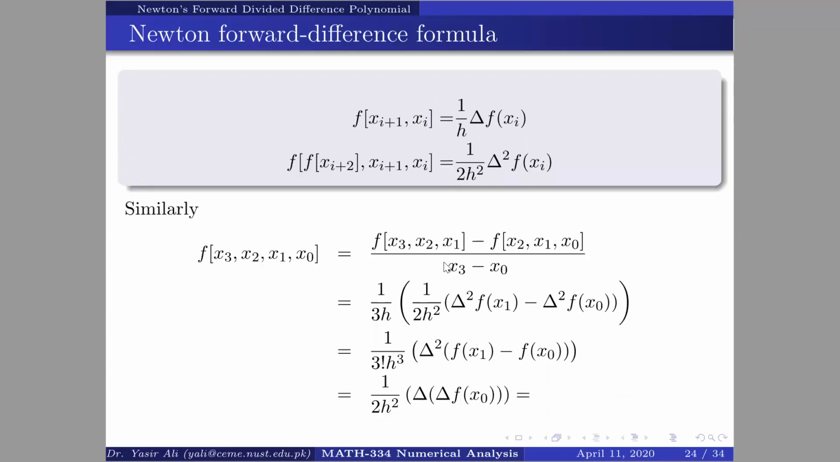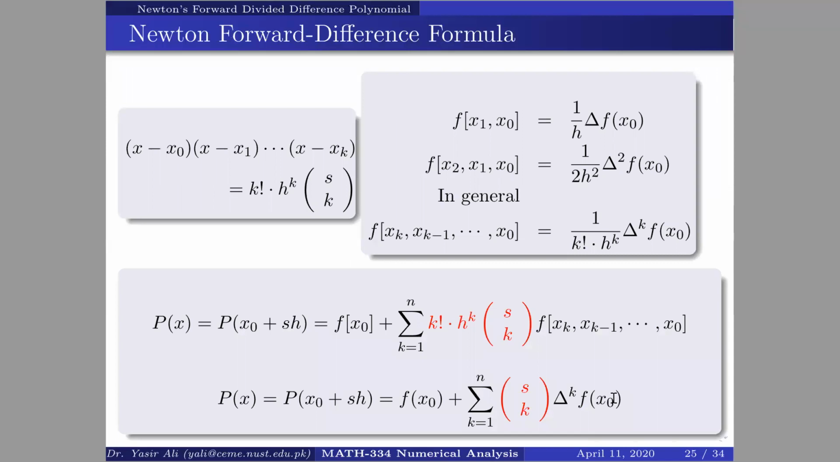So if I use these values, then what will be the third divided difference? Similarly, proceeding here, in this case it will be 1 over 3h, and I have used this formula at both places. So by using this formula, I can simplify that the third divided difference will be 1 over 3 factorial h cube into delta cube f of x naught.